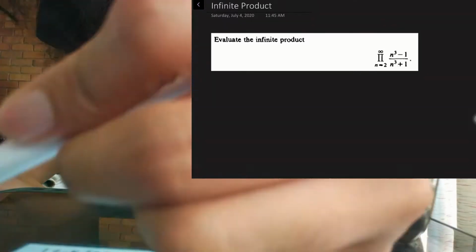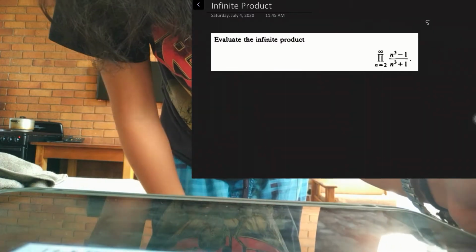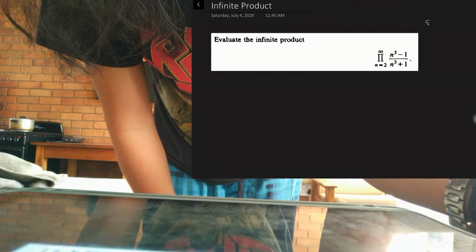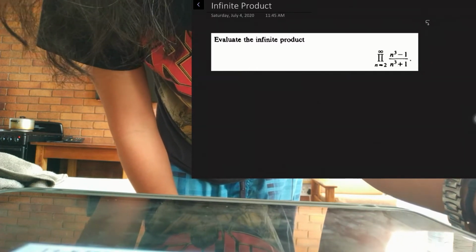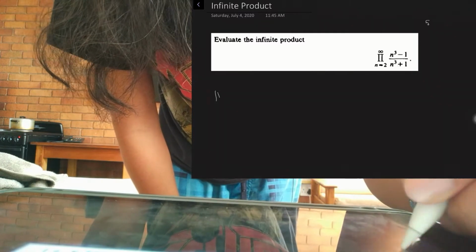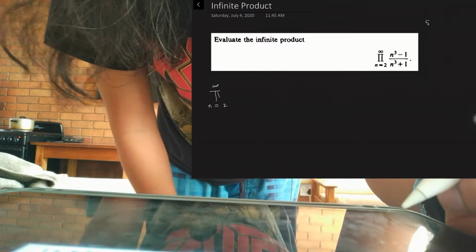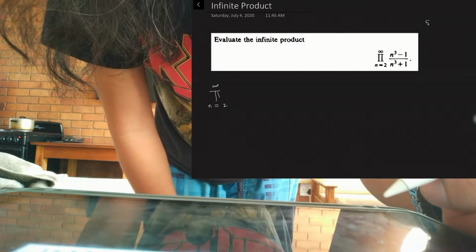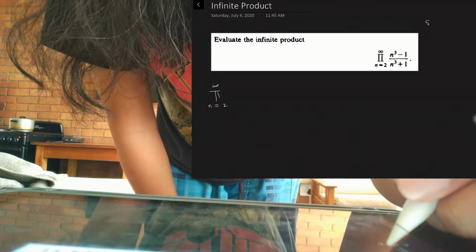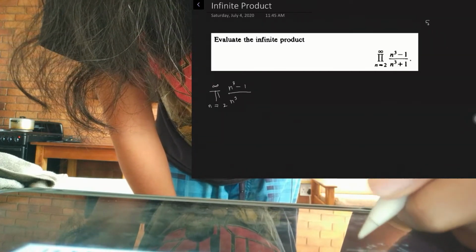Okay, and the problem from 1977 reads: evaluate the infinite product, so you're multiplying everything from n equals 2 to infinity of (n cubed minus 1) over (n cubed plus 1). Let's rewrite that expression right here. So you start from n equals 2 to infinity. Of course, when you start at n equals 1, you get a zero term, so everything will be 0. That's why you start at 2. So you have n cubed minus 1 over n cubed plus 1.